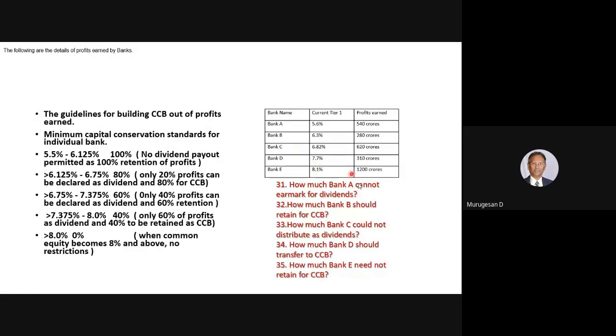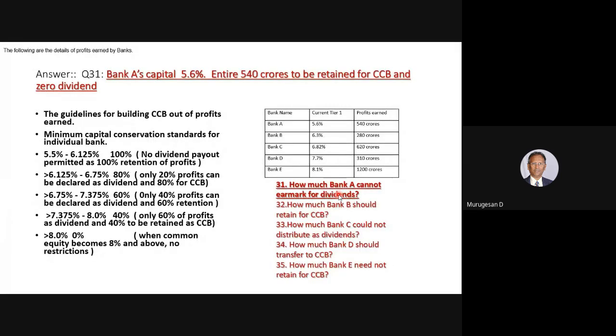You come to the question: how much can bank A not earmark for dividend? You see the question, this is how they will twist you. Bank A is having 5.6 tier 1 capital. 5.6 comes under the first tier, so they cannot declare any dividend. Please remember, because their capital is too low, the entire profit must be retained. So how much can the bank not earmark for dividend? Only zero they can give. Zero. You see the answer.